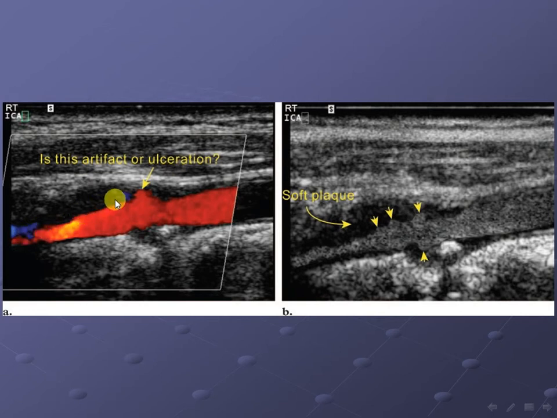So, again, is this an artifact or an ulceration? You can see this plaque here makes a depression. You increase the gain and the color disappears. No filling within this depression. What does this mean? It's an ulcer. If it was an artifact, it should not disappear. If it disappears, it's not an artifact. It's a real, actual ulcer within the plaque.